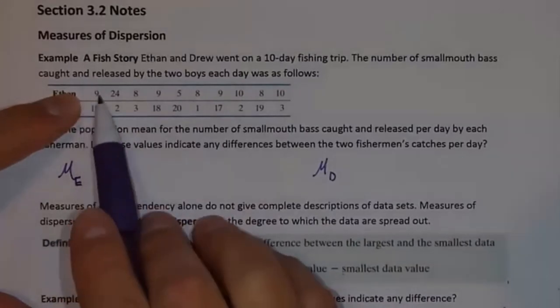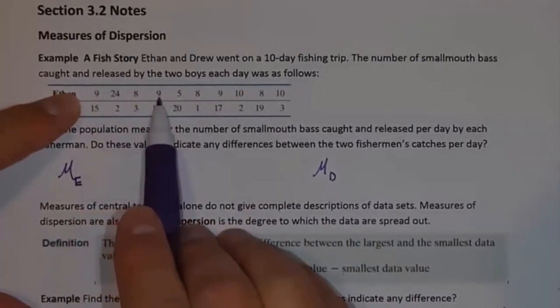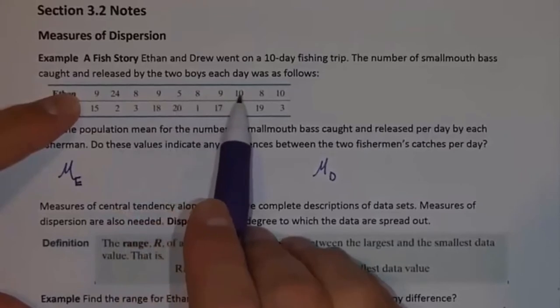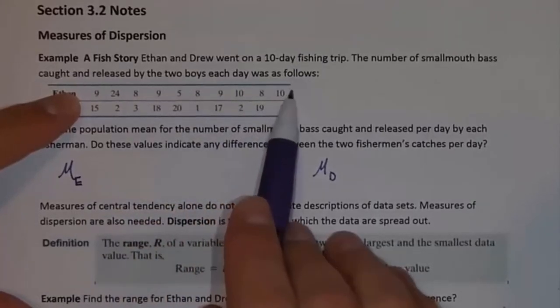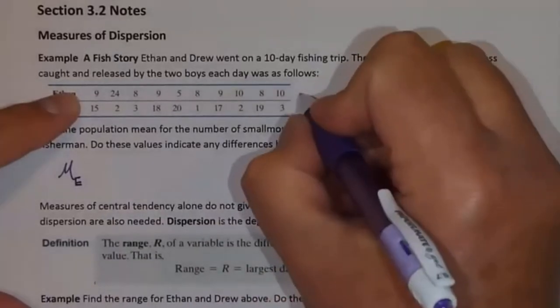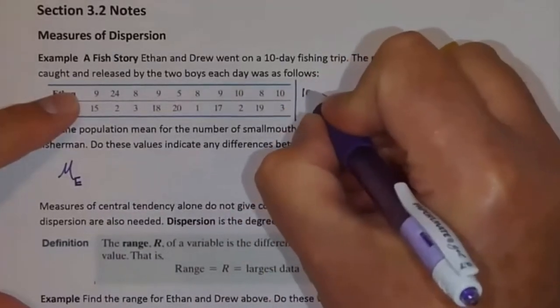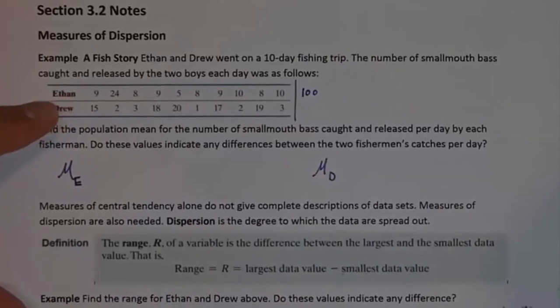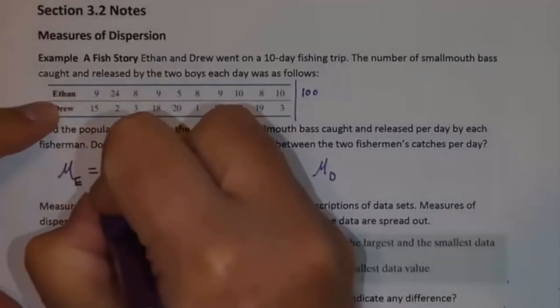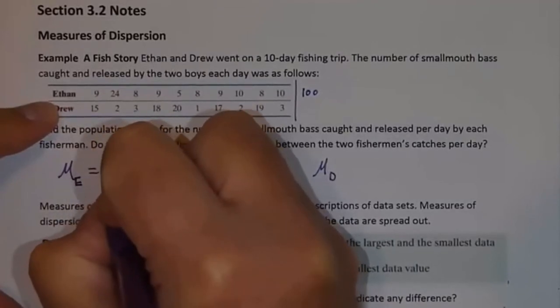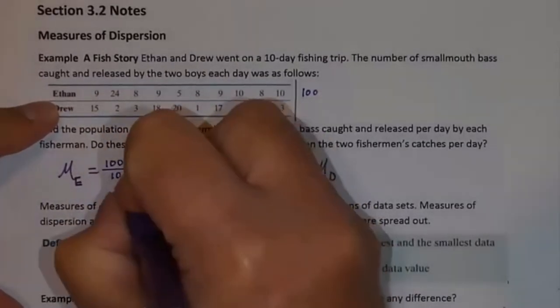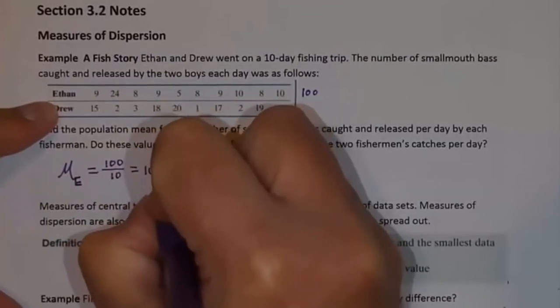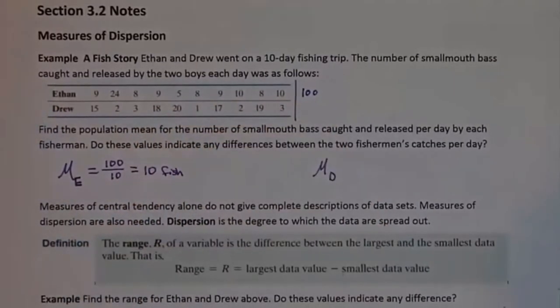So if I add up 9 plus 24 plus 8 plus 9 plus 5 plus 8 plus 9 plus 10 plus 8 plus 10, that adds up to be 100. So over the 10 days, Ethan caught a total of 100 fish. So Ethan's mean is going to be 100 divided by 10, and 100 divided by 10 is 10. So on average, Ethan caught 10 fish per day.